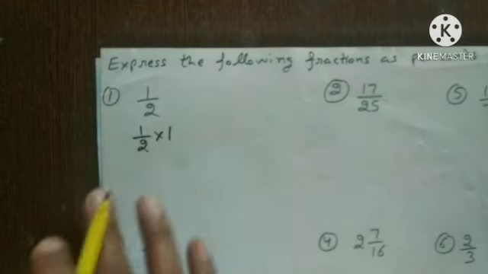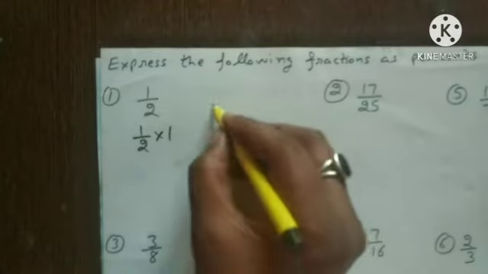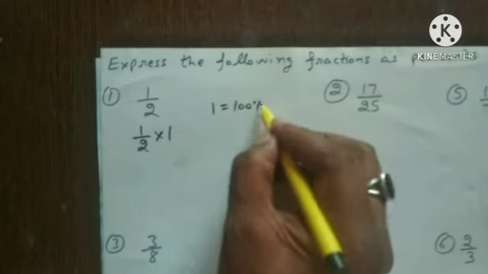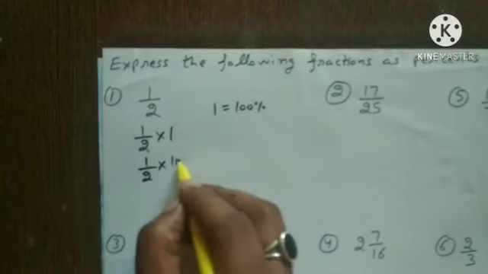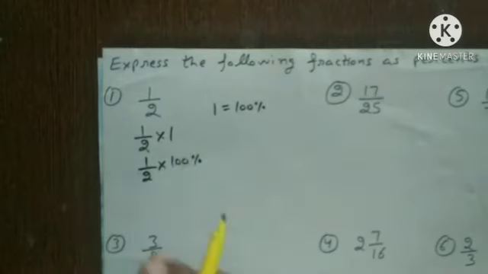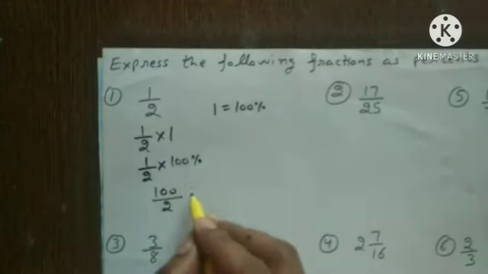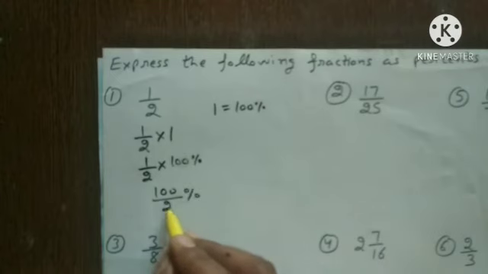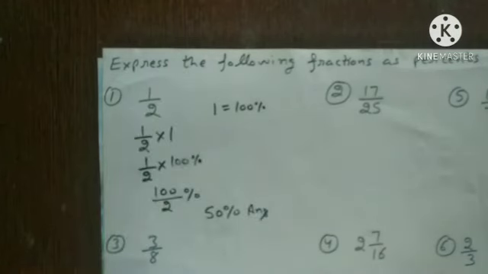Because if you multiply any number with 1, there is no difference in the value. So I know that 1 is equal to 100%. So I can write in place of 1, 100%. Right? Now 1 multiply 100, that is 100, and denominator is 2. Now you will cancel 100 by 2. So the answer is 50%. So in this way we can write that the value of fraction 1 by 2 is 50%.